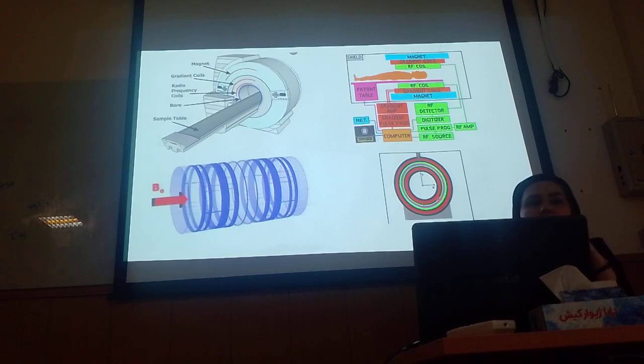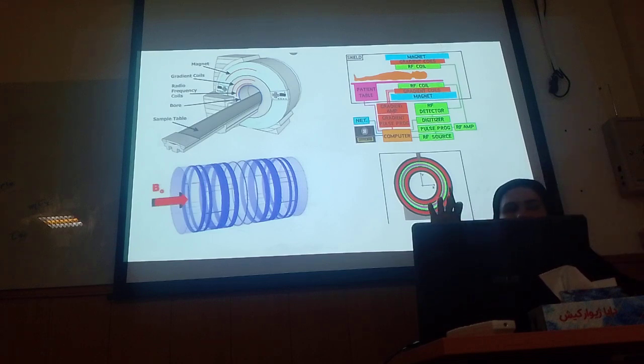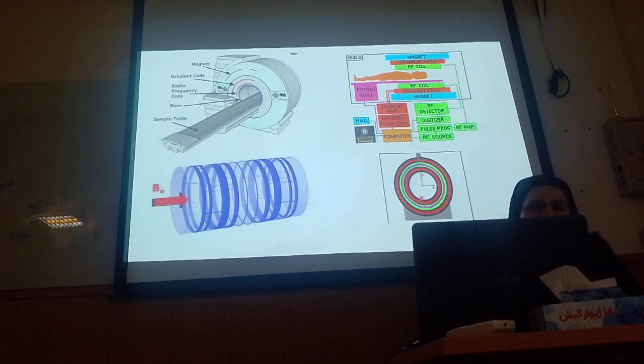In this plane, you can think of having a cross section of the machine, the bore magnet. This is a cross-sectional plane of this bore magnet. These are very important.